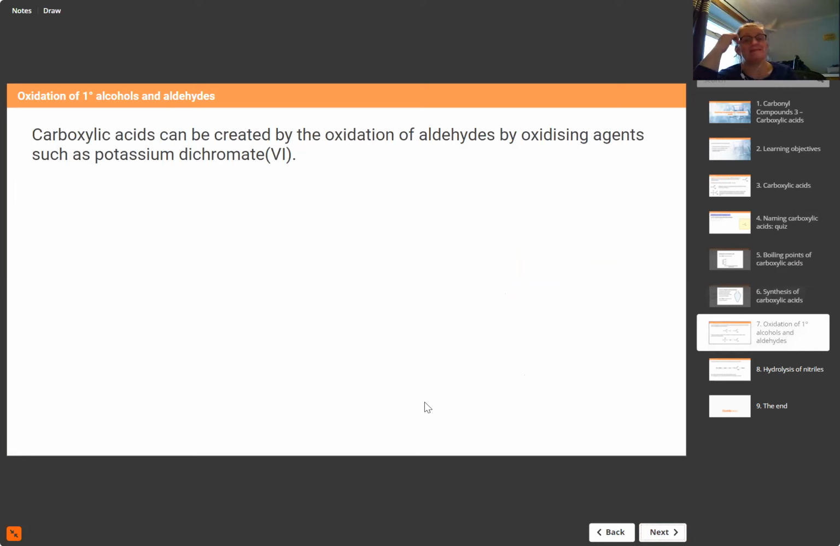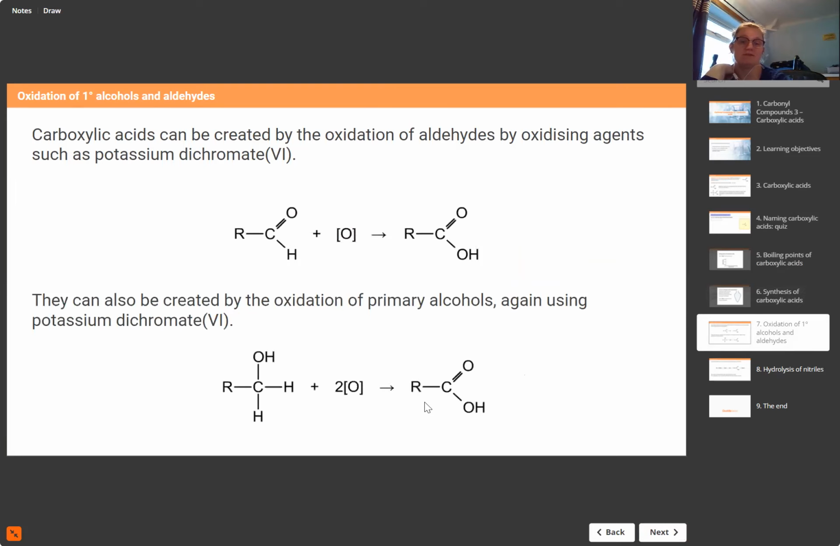So carboxylic acids can be created by the oxidation of aldehydes by using oxidizing agents such as potassium dichromate. But we can also create them by the oxidation of primary alcohols, again using potassium dichromate. So we can do it either way. So we can either oxidize aldehydes to make carboxylic acids, or we can oxidize primary alcohols under reflux with potassium dichromate to form a carboxylic acid.